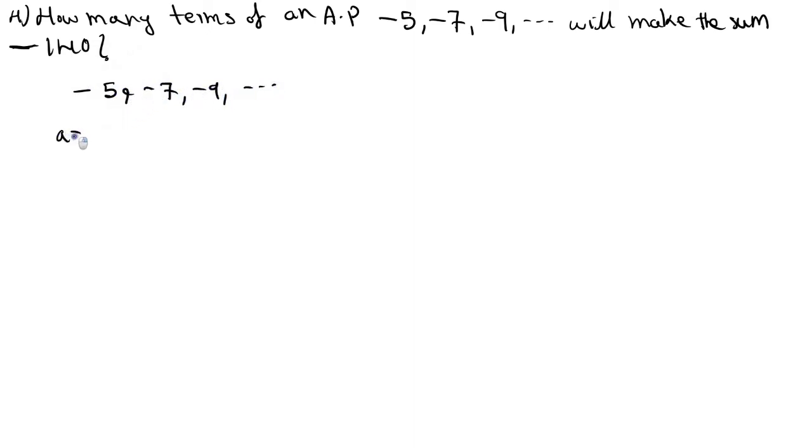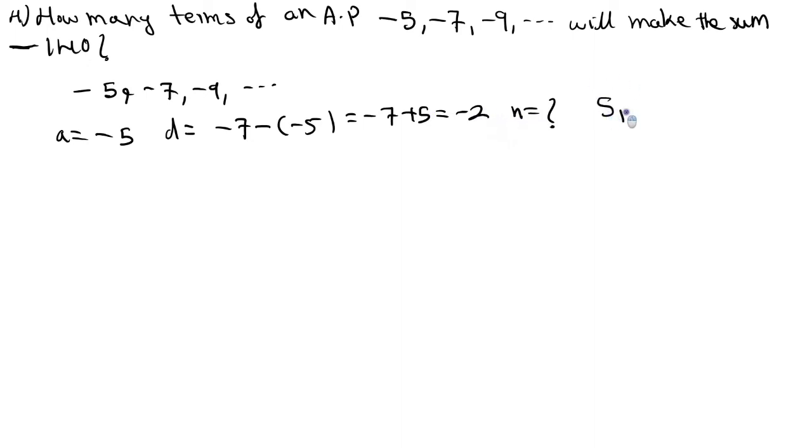Okay, A value we can find: A is -5, common difference D is equal to -7 minus -5, which is -7 plus 5, equal to -2. So we have D equal to -2, and the N value is the question mark, right? How many terms gives the sum -140? Sum is given, that means Sn is equal to -140. So here you directly need to calculate the N value.